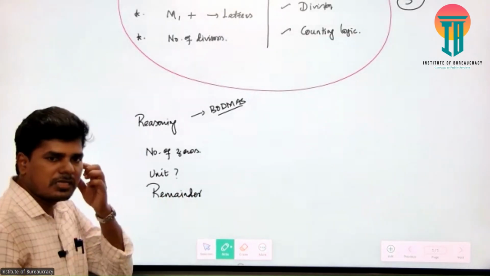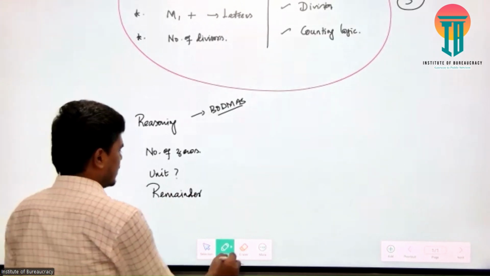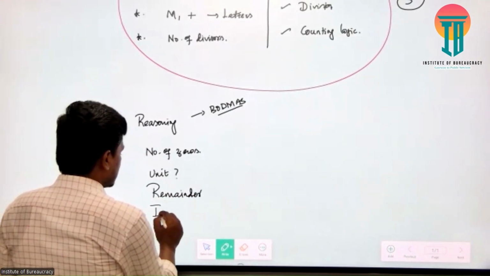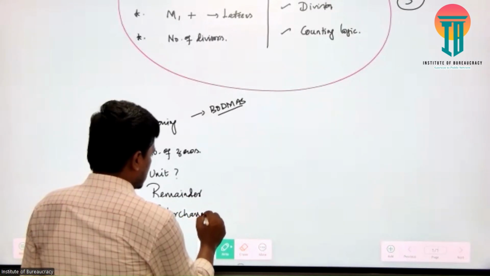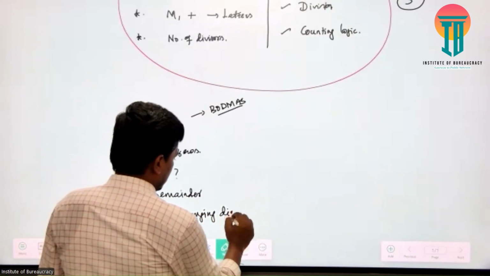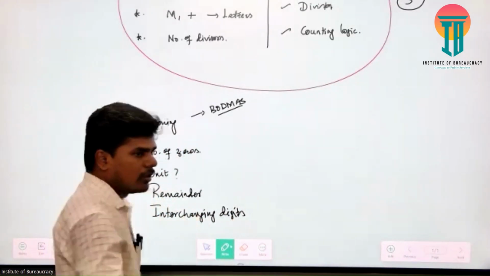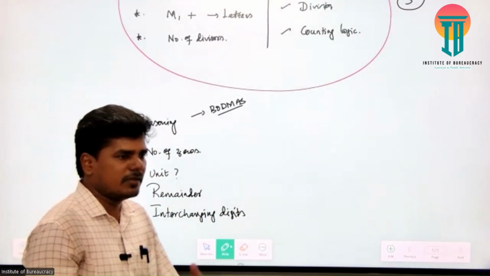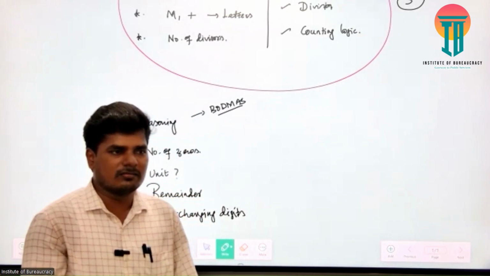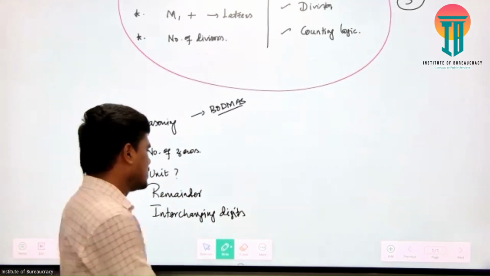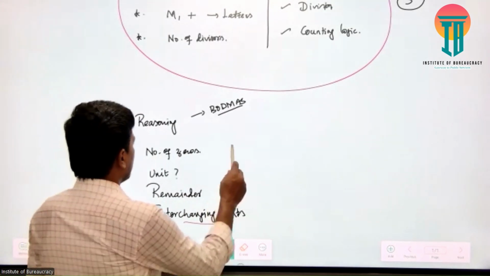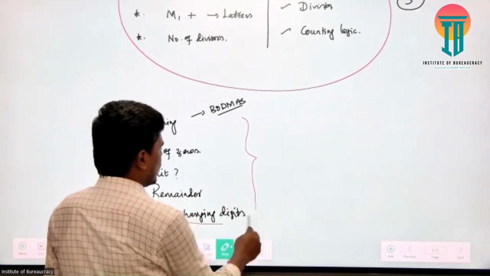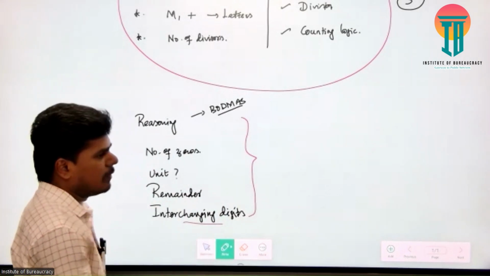Okay, number of zeros, unit digit, remainder, and then interchanging digits. A 2-digit number will be there, and if it is interchanged, we add, subtract, whatever. So interchanging of digits we will be discussing. These are the concepts I'm planning to cover today, and only a few problems, not many problems.